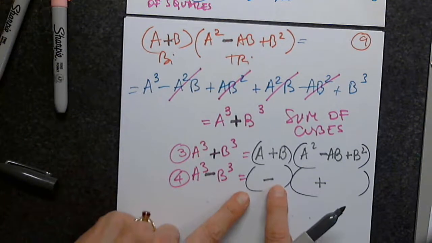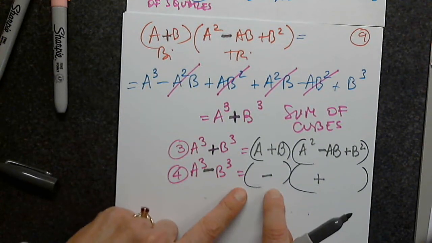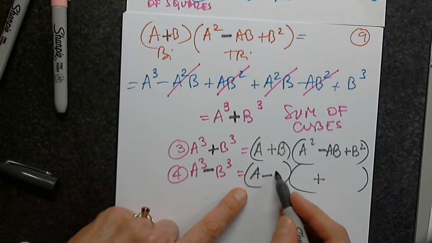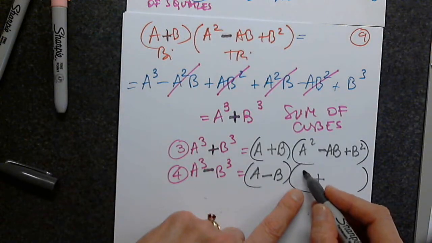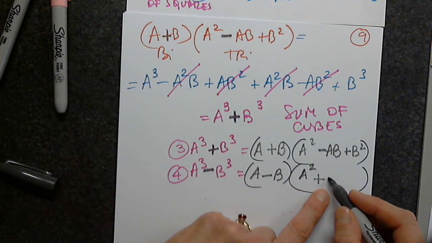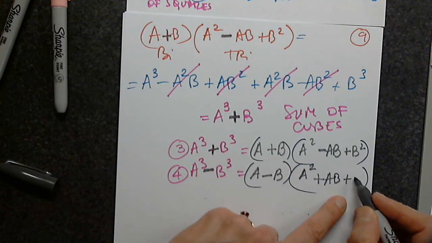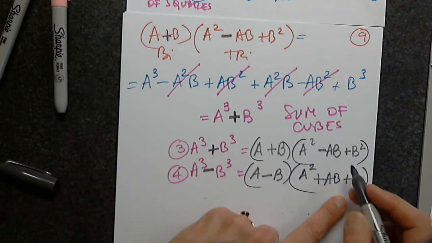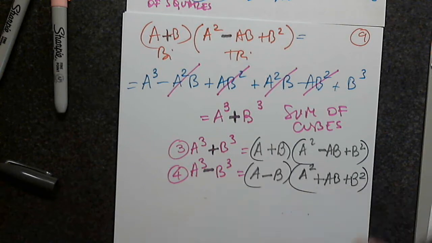So can anyone give us the binomial in the difference of cubes? A minus b. Then a squared, ab, b squared. The last term, we don't even discuss ever. It will always be positive. Very good.